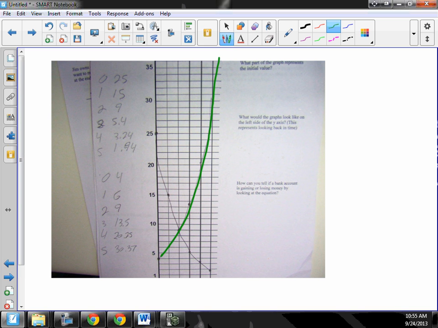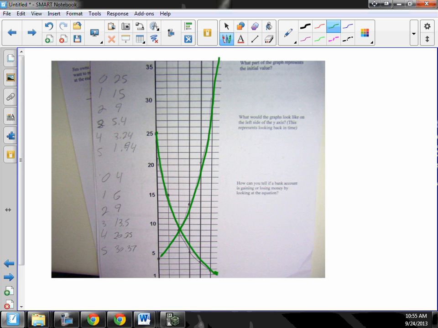Okay? For the other one, we start at 25 and we go down. How long is it going to take that graph to hit 0? It'll never hit 0. And if you notice, these graphs sort of look the same. One's just going up and one's just going down.